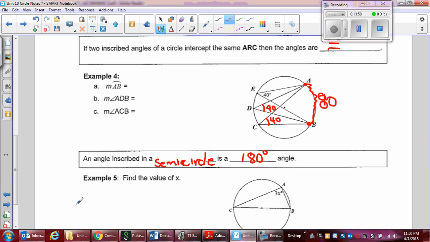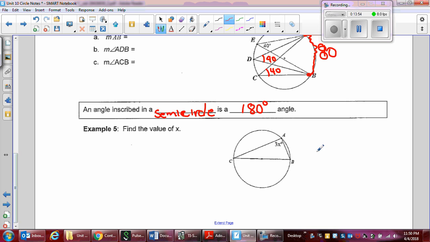So in this case, how do you know if it is a semicircle? By just looking at it. What does it intercept? This goes through the center. CB is the diameter of the circle. So this over here is half a circle, which is going to give you 180 degrees. So this 3x is going to be half of it. To solve for x, 3x equals half of 180, which is 90, and you can clearly solve it.